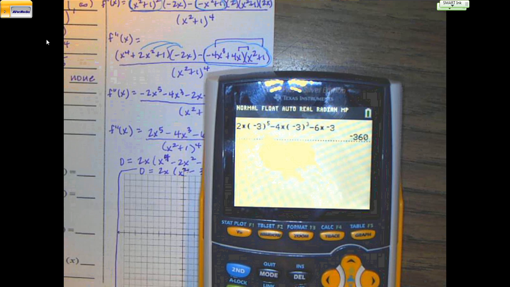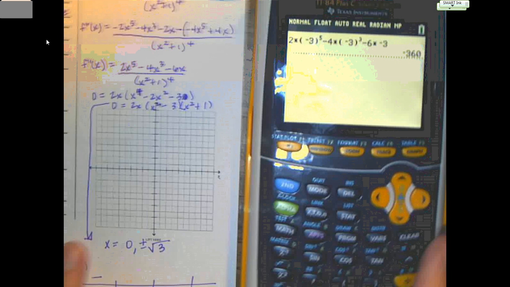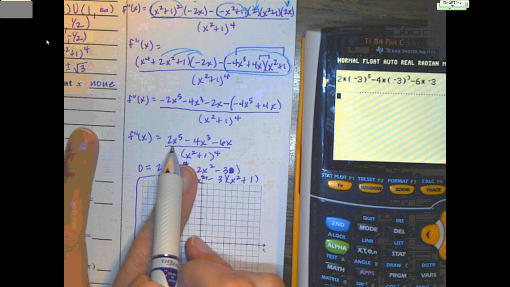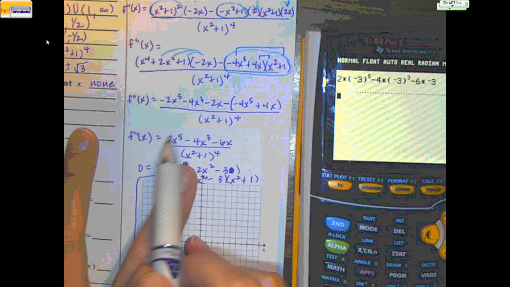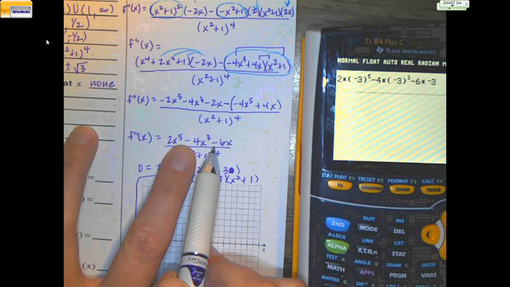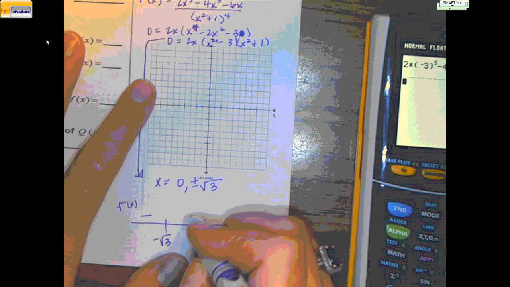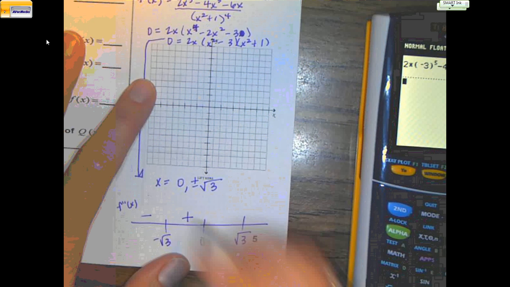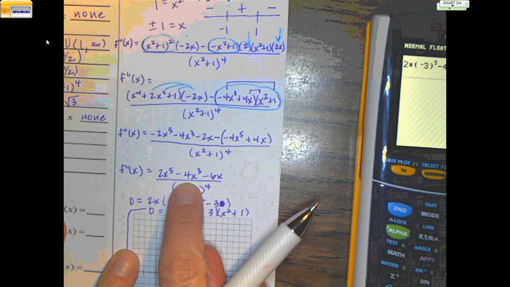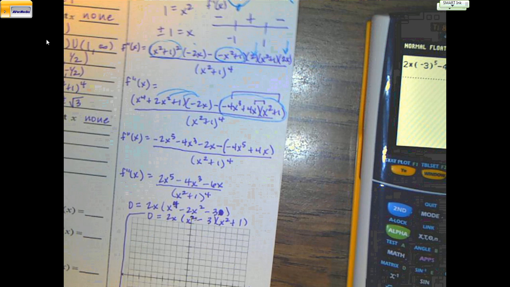Okay. Negative 1, we could probably do that in our head. If we put a negative 1 in here, that's going to be a negative 2 plus a 4. So negative 2 plus 4 is 2, and it's going to be plus 6. 2 plus 6 is positive 8, so it's positive over a positive. So we get a positive. If I put in a positive 1, I'm going to have 2 minus 4 is negative 2, minus 6. Negative over positive, won't that be a negative?